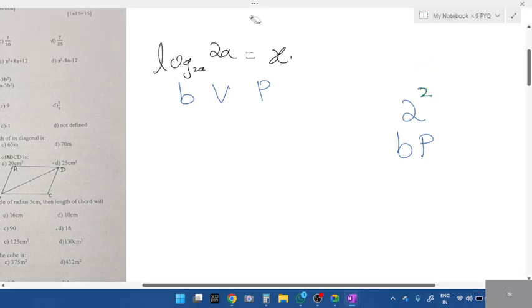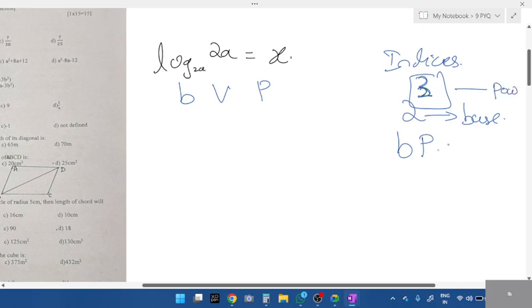What is the chapter's name? Exponents or indices? Indices. Okay, indices. Anything to the power is indices. In this, what is this? What is 2, students? What do you call 2? Base. And 3 is power. So we know obviously after base it is power, BP, which means here it has to be BV. Convert this into BPV. What is BPV?